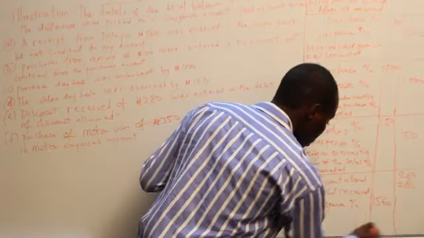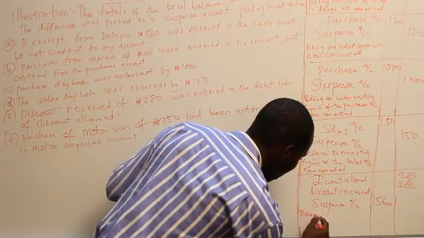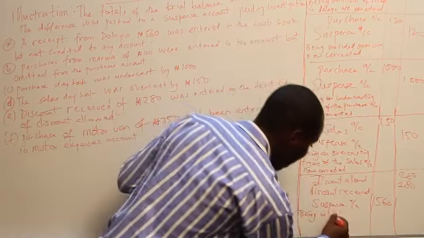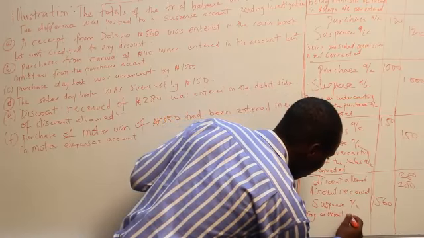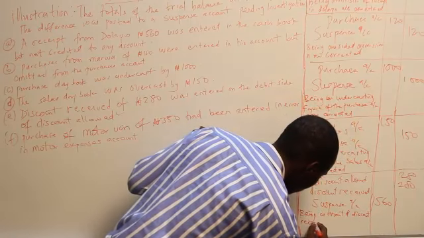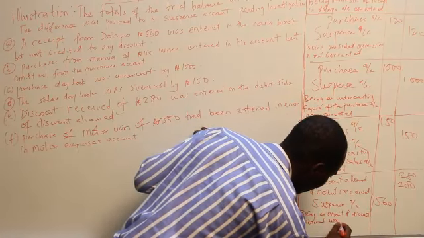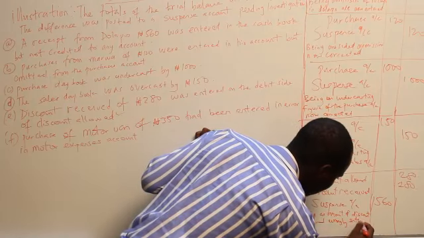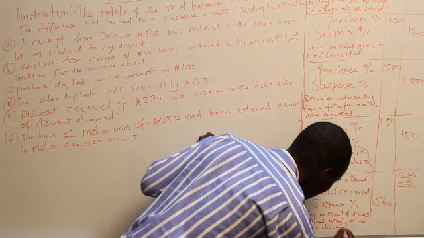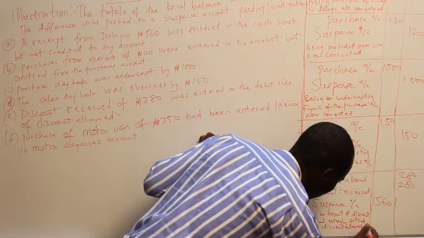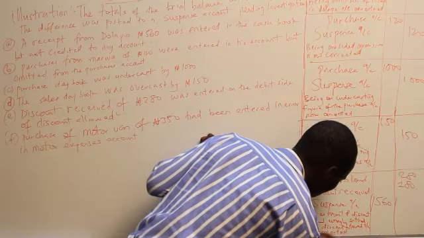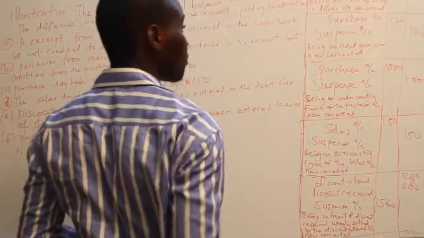So, being an amount of discounts received wrongly entered to the discount allowed account, now corrected. So that has been corrected.